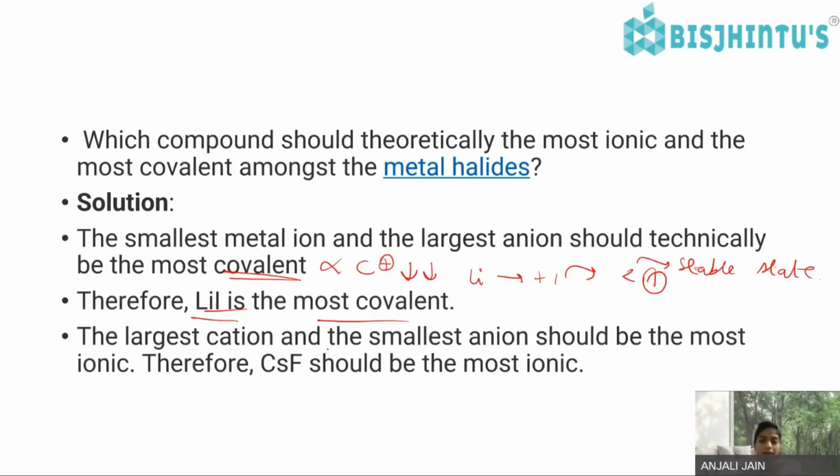Electronic configuration. The largest cation and the smallest anion should be most ionic. Okay. Largest cation and the smallest anion should be more ionic. For example, cesium fluoride should be most ionic. Okay. Lithium iodide should be most covalent because covalent character is directly proportional to decrease in the cationic size. And largest cation and smallest anion. This was for the covalent character, smallest cation is required, but largest cation is required for ionic character. So largest cation and smallest anion will be the most ionic.